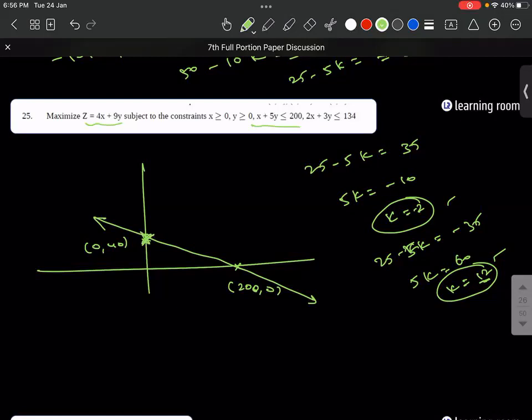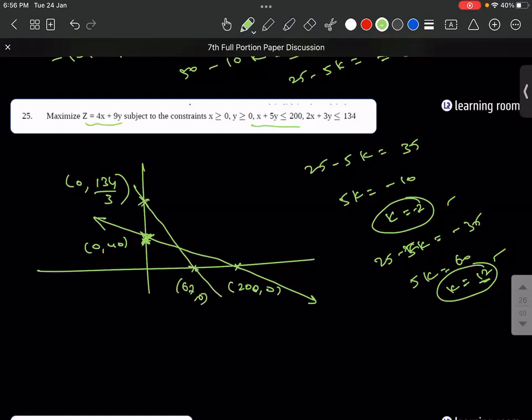Similarly, 2x plus 3y is less than or equal to 134. X is equal to 0. Y is how much? 134 by 3, sorry, which is greater than 40. So in here, it will be 0 point something. That's okay, but I'm just checking for the corner points. If I put y is equal to 0, x is 67. 67 is less than 200. So that is fine. Correct?